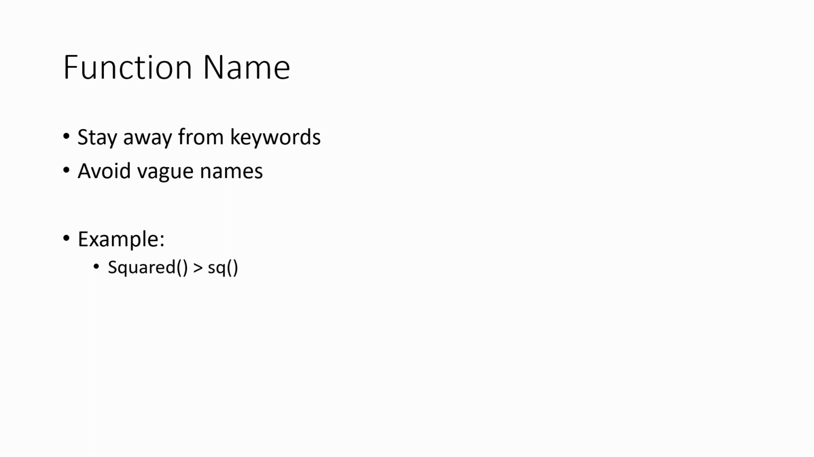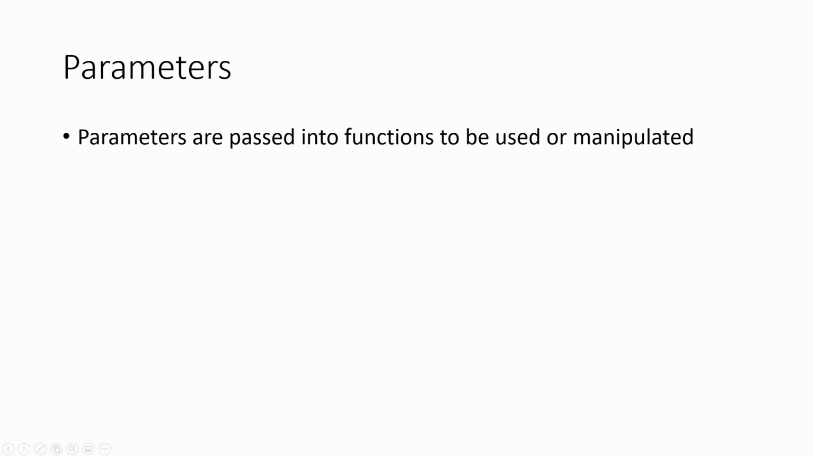So if you have a function like ours called square, it's better to call it squared rather than sq. The reason for that is if you come back to use this code later on, you may forget exactly what that code is supposed to do. So this gives you a little bit more of a description of what you're trying to accomplish. Next, we're going to talk about parameters.